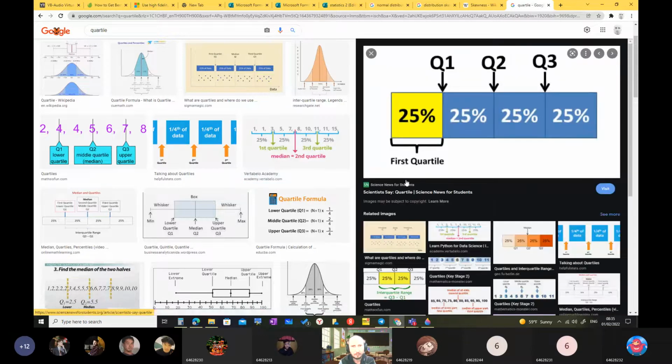First quartile is 25% of the data. Second quartile is here in the middle of the data. Then the third quartile and the fourth. So we just divide all the data into quartiles. Quartile means four: lower quartile, middle quartile, upper quartile. Quartile formula, you don't need that.